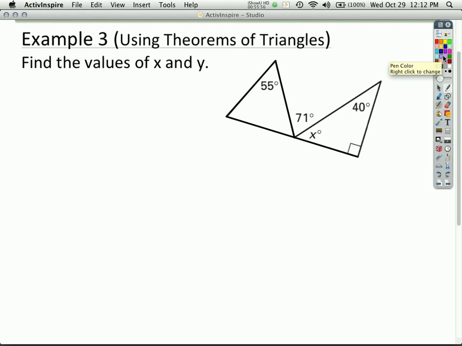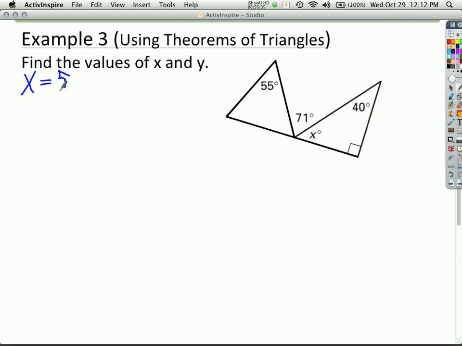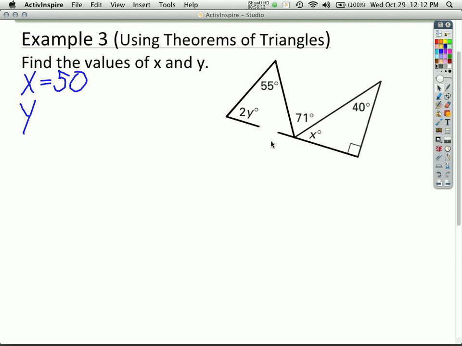What's x? Only 4 people can tell me what x is? Is that simple mental math? Matthew? It's 50. So we already know that x is 50. But I want to know what y is. And I've got this nasty y right there.